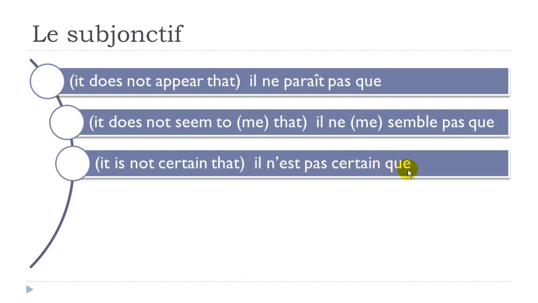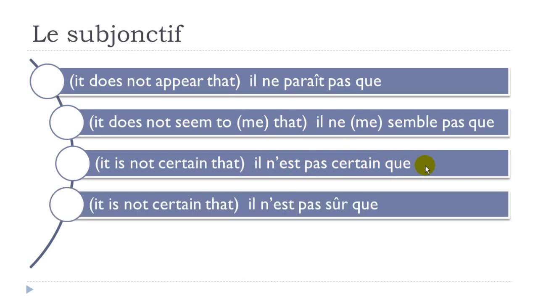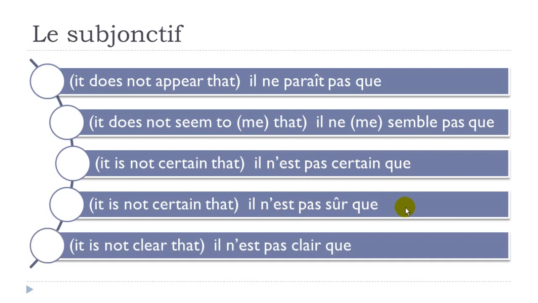Il n'est pas certain que. Il n'est pas sûr que. Il n'est pas clair que. Okay, so one more time. Il ne paraît pas que, il ne me semble pas que, il n'est pas certain que, il n'est pas sûr que, il n'est pas clair que, and they should be followed by le subjonctif, okay?